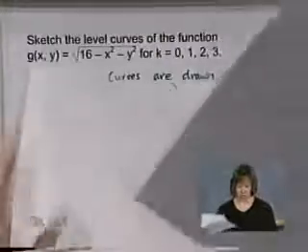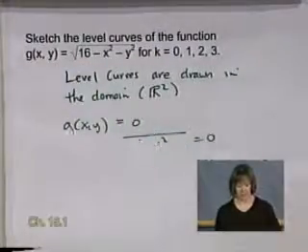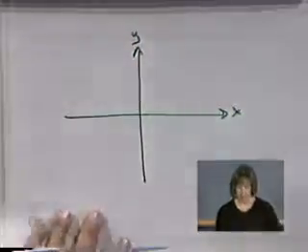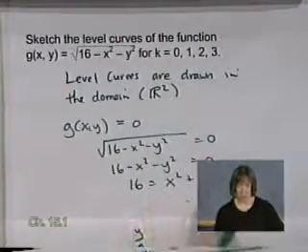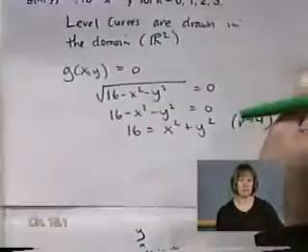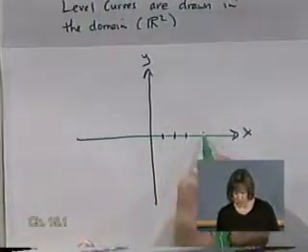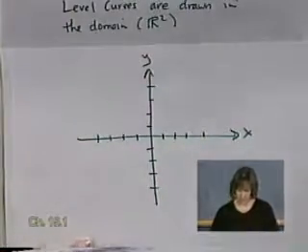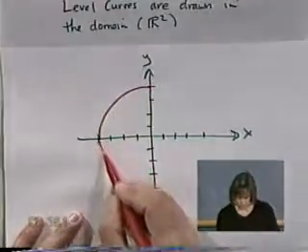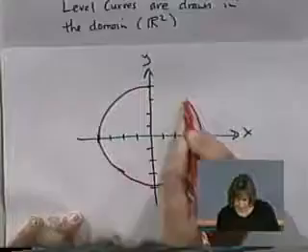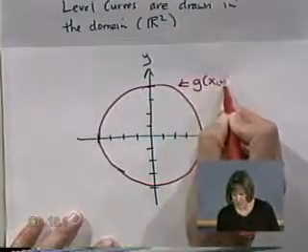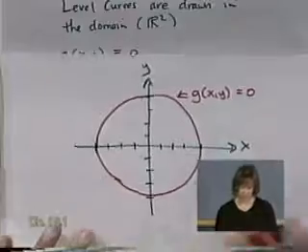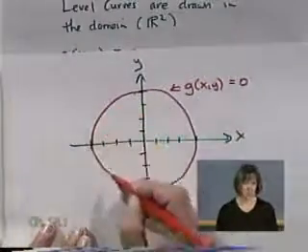The level curves are, for the function g of xy equals square root of 16 minus x squared minus y squared, the domain of this function is R2. It's the xy plane. The first level curve for g of xy equal to 0 turned out to be a circle whose radius was 4, centered at the origin. Here's my circle. Sad circle, but you can use your imagination. And that is g of xy equal to 0. You have a little guy walking along that track. g of xy is always 0.